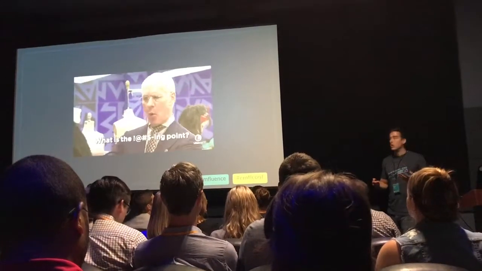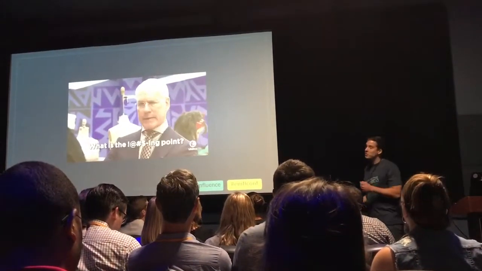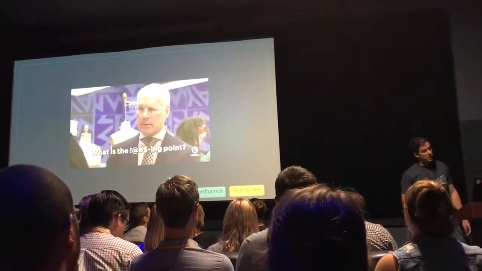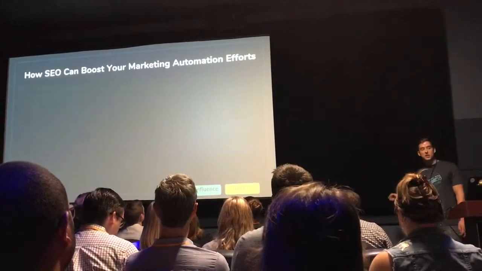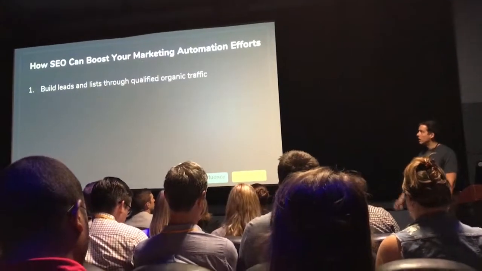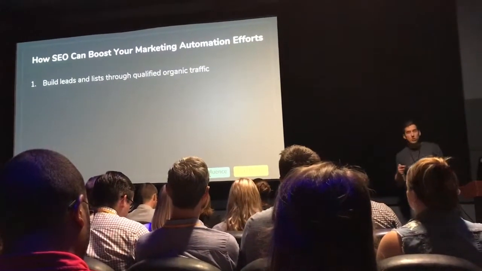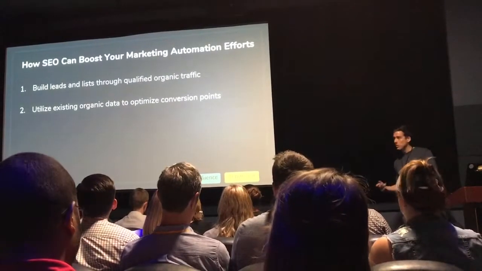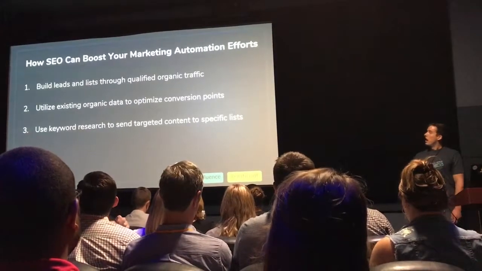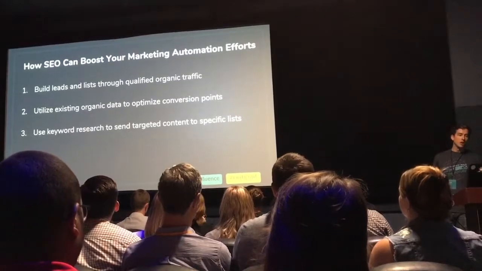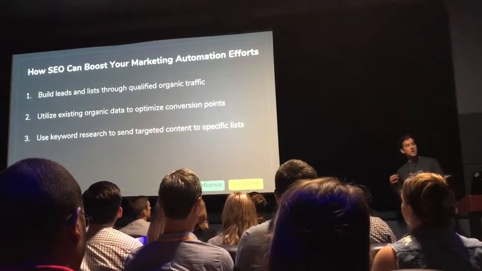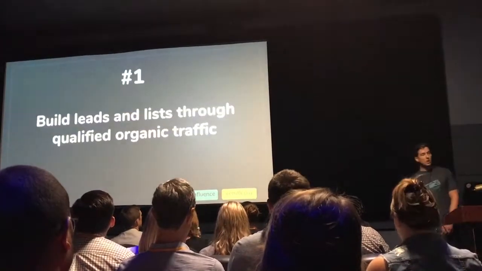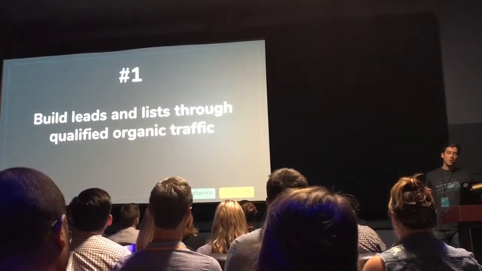So what is the point of this? SEO is, as we speak, impacting the way your marketing automation performs. So we're going to break it down. So how can SEO boost your marketing automation efforts? You can build leads and lists through qualified organic traffic. You can utilize your existing organic data to optimize your conversion points. And keyword research is not just for SEOs. Use keyword research to send targeted content to your specific lists. We'll walk through each of these. Starting with building leads and lists through qualified organic traffic.